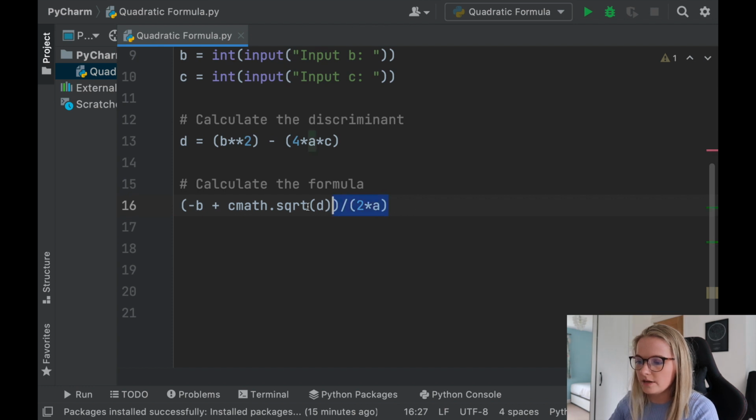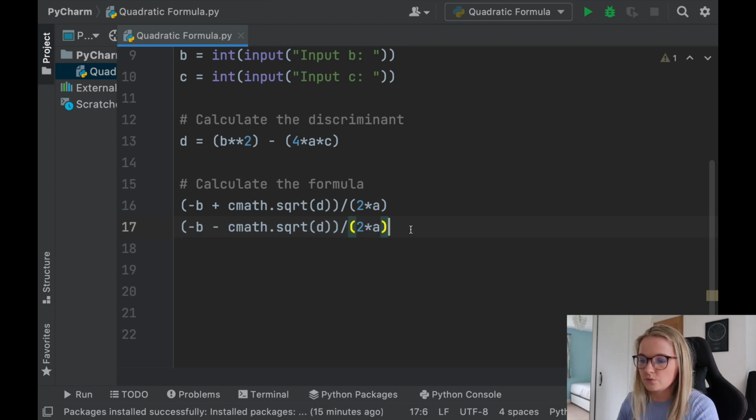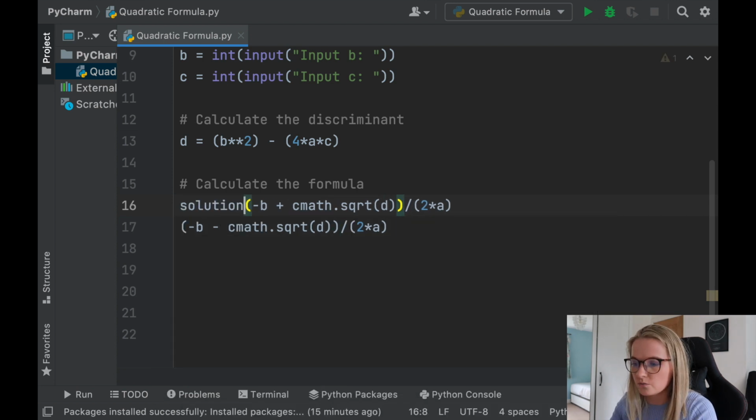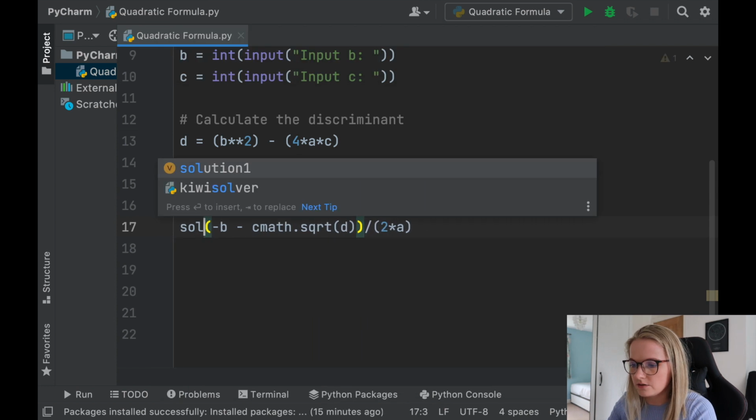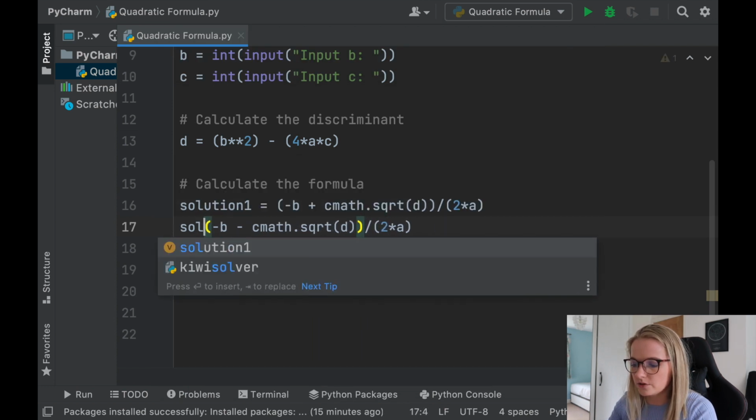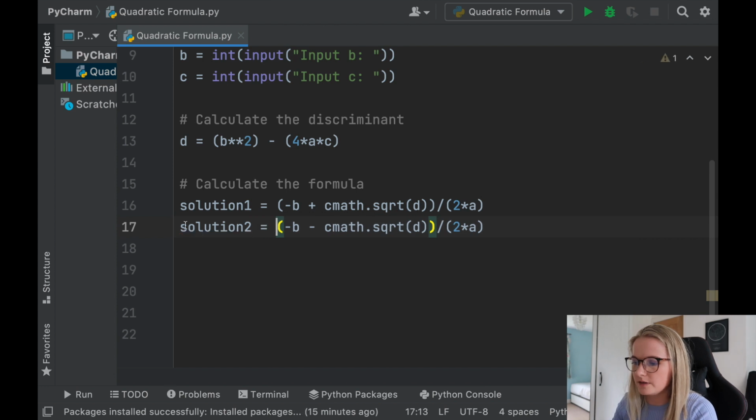We're going to copy this because it's identical, paste it, and just change the plus to a minus, because we have a plus root and a minus root. And all we're going to do is assign these to variables. So we'll say solution 1 equals that, and solution 2 equals this.